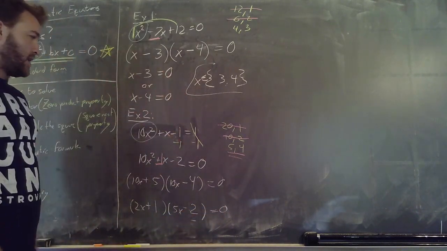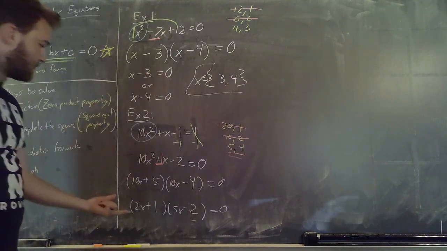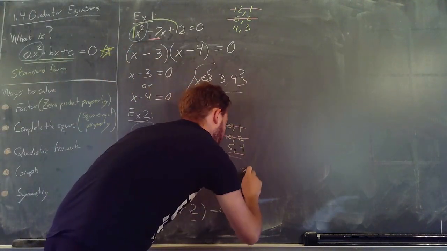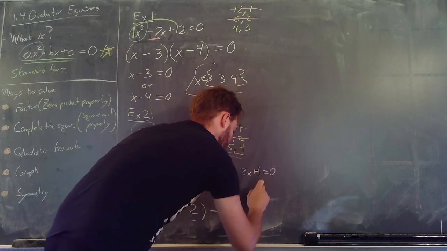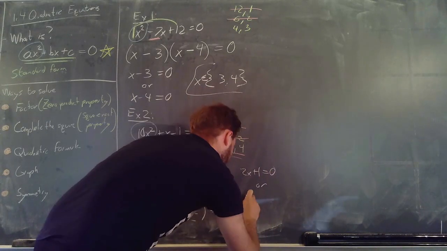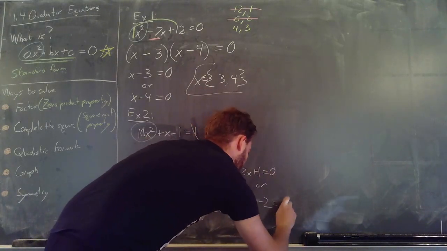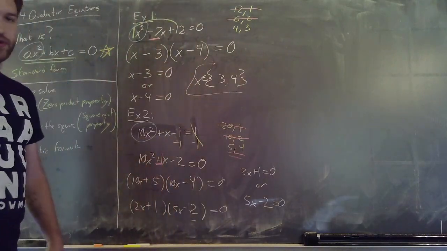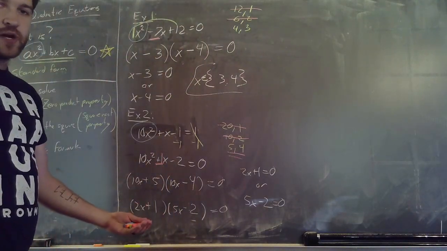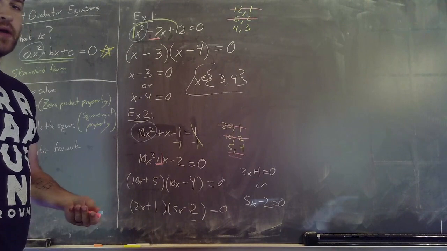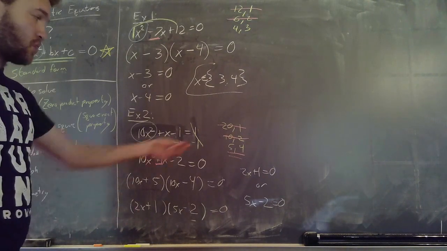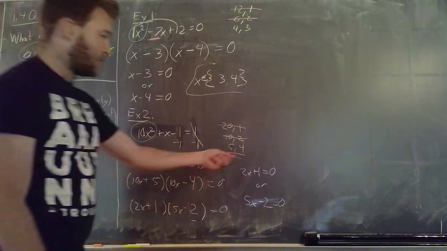And at this point, we have our two cases. Either 2x plus 1 equals 0, or 5x minus 2 equals 0. And again, these are linear expressions, so I'm not going to waste your time solving both of these. I'm just going to write what the answer is. You can attempt to solve these on your own.